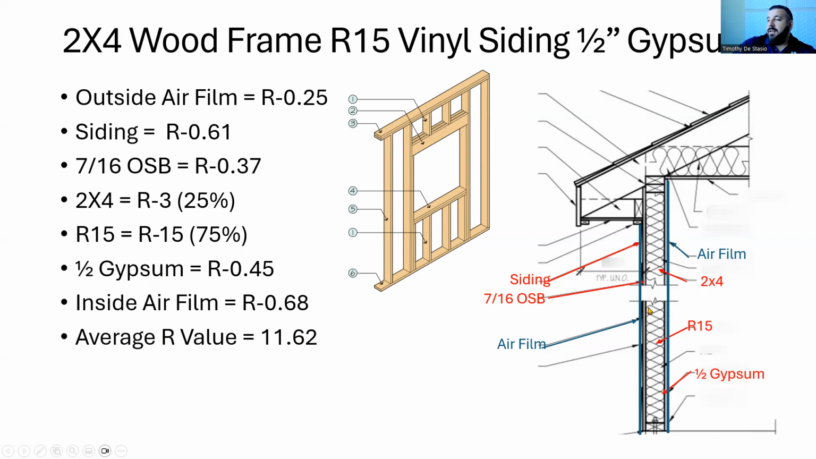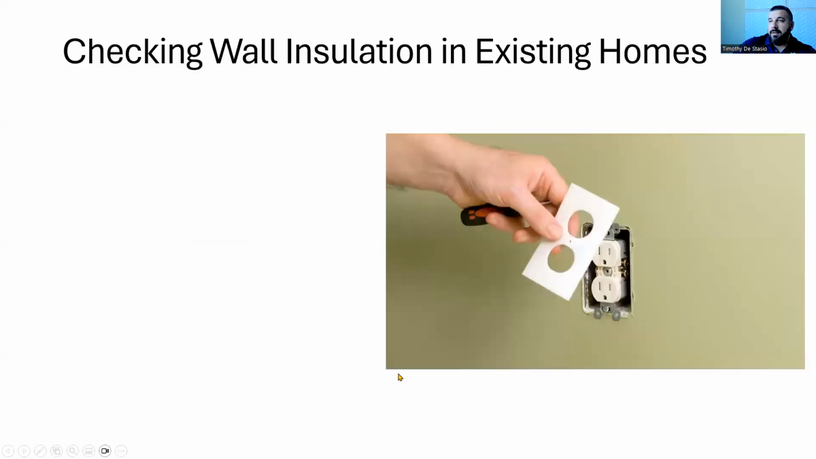Now, we had R15 in this wall, but as you can see, this wall is not performing at R15. It's only performing at R11.6. And here's the U value. But this is all stuff that the Manual J software, like Quick Model 3D, is doing behind the scenes.